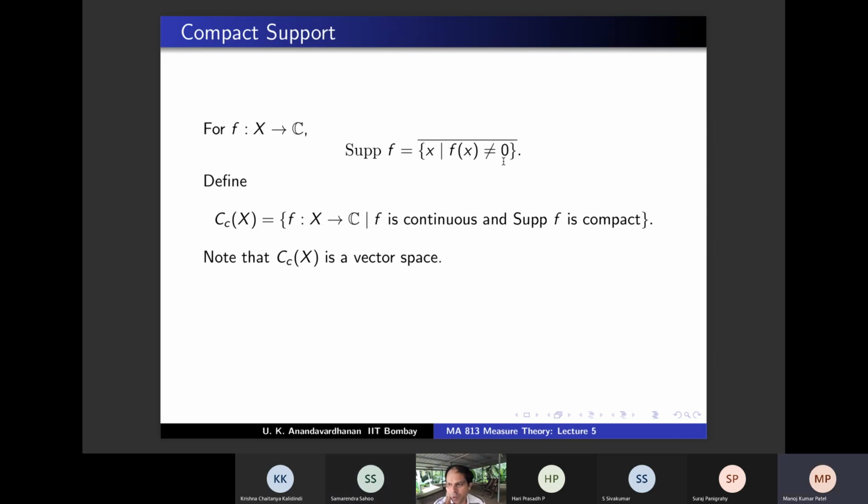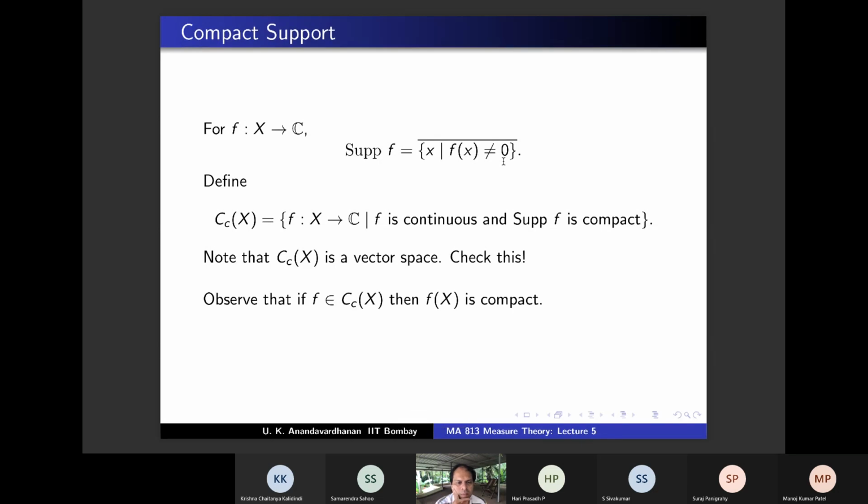Yes. So you can take the bar on this. The bar of this will be (A union B) bar, which is A bar union B bar. And A bar union B bar is compact because it's a finite union of compact sets. This is a closed subset of a compact set, and therefore this is compact. So that's enough, right? So this is a vector space, and you can check that.